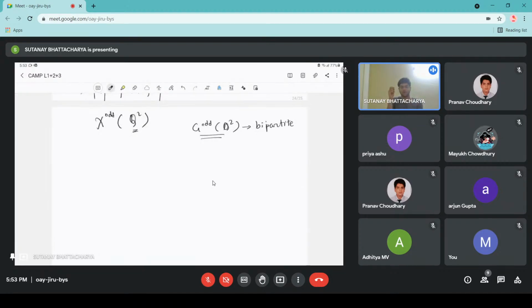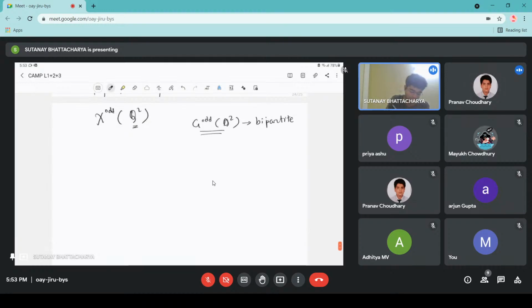And what can you say about the chromatic number of a bipartite graph? It's two. Does everyone know what a bipartite graph is? If anyone does not understand the words I'm saying, just interrupt me and let me know. A graph is bipartite if the set of vertices can be partitioned into two non-empty sets X and Y, such that there are no edges inside X and no edges inside Y.